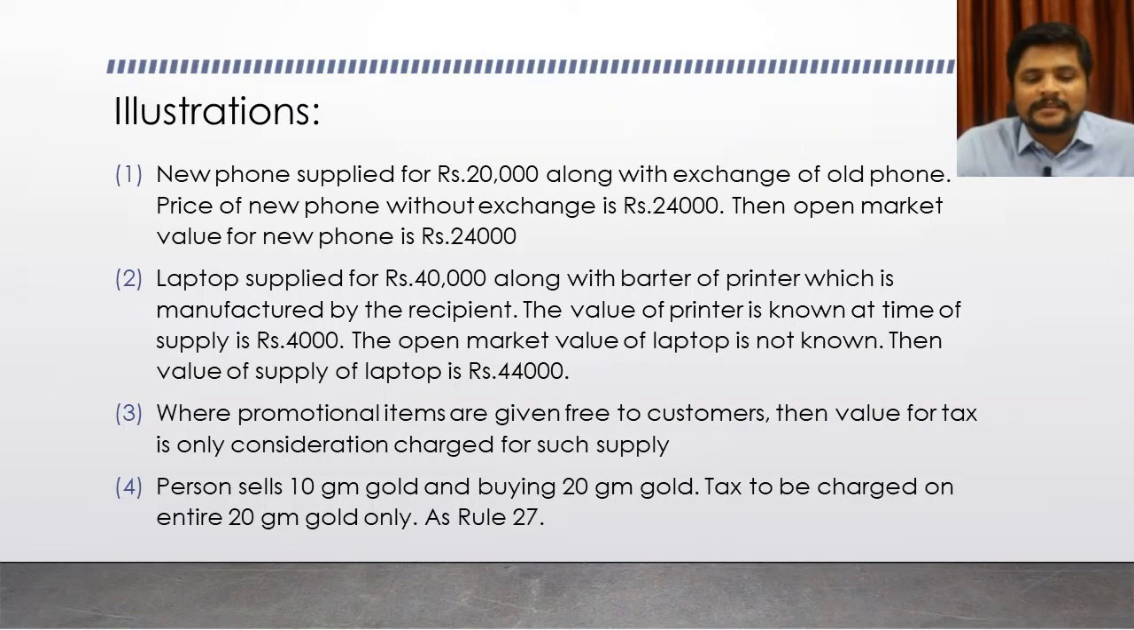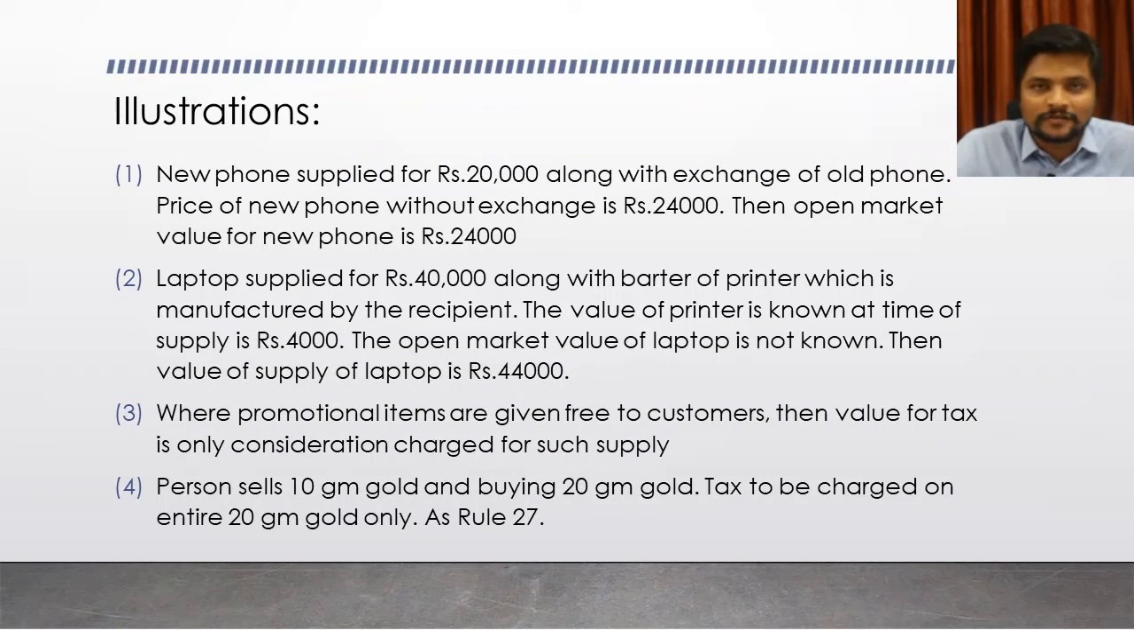Second, a laptop is supplied for rupees 40,000 along with barter of a printer which is manufactured by the recipient. There is a supplier and there is a recipient. The recipient goes to the supplier for the purchase of a laptop. The consideration is paid as 40,000 along with the printer which is manufactured by the recipient himself. That printer is given to the supplier in purchase of this laptop. The value of the printer is known at the time of supply, that is 4,000 rupees.